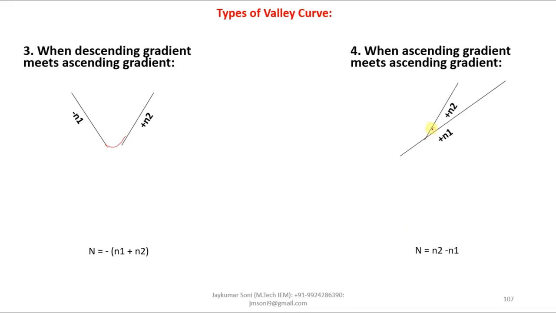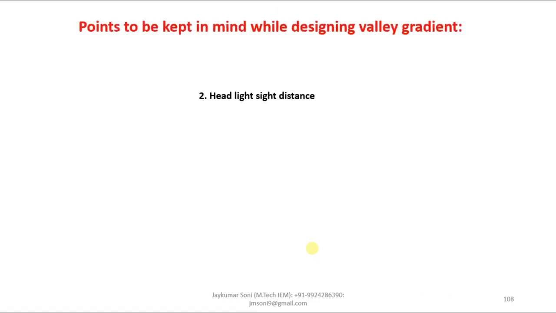And the value of N over here, which is the deviation angle, will be calculated on the basis of n2 minus n1. So we have learned about what exactly a valley curve is and what the types of valley curve are. Now let us learn about the criteria or points which are required to be kept in mind while designing the valley curve. There are two criteria that need to be considered while designing the valley curve.